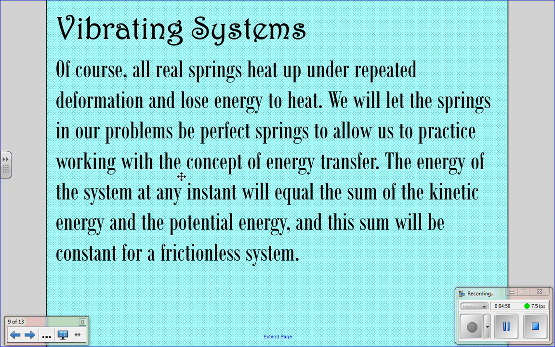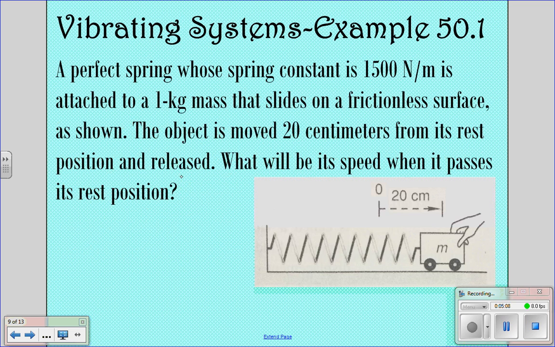So the energy of the system at any instant is going to equal the sum of the kinetic energy and the potential energy, and this sum will be constant for a frictionless system. So they're trying to make it a little bit easier for us. So let's look at an example.